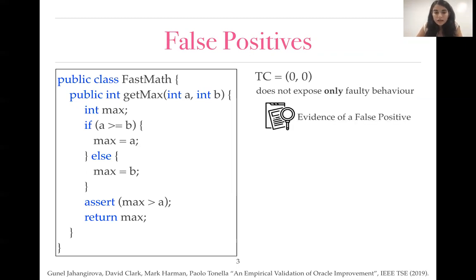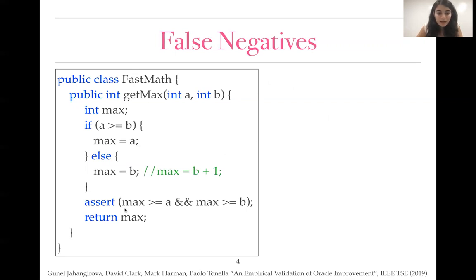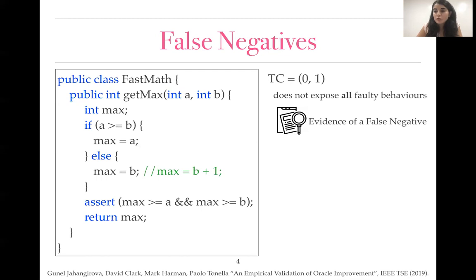Continuing with the same method, let's now say that we have another assertion oracle and we have a fault that makes max equal to b plus 1 instead of b. If we run a test case of 0, 1 on this faulty method, the max will become 2, but the assertion oracle will not react to it because max is still greater or equal to b. Therefore, we are aware that there is a fault, but our assertion does not react to it, and so it does not expose all faulty behaviors. This test case paired with this fault is evidence of a false negative.